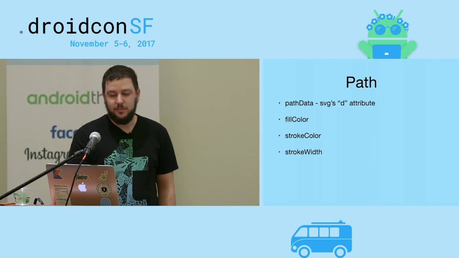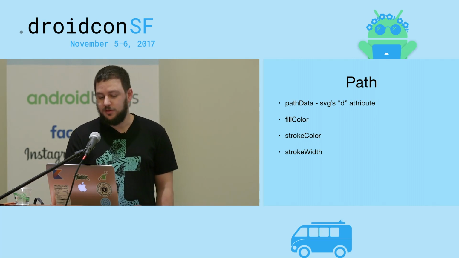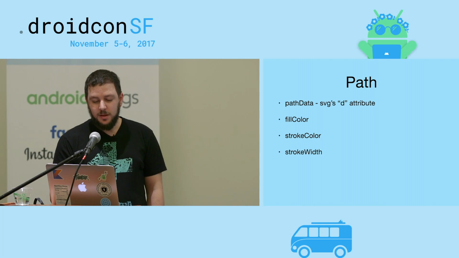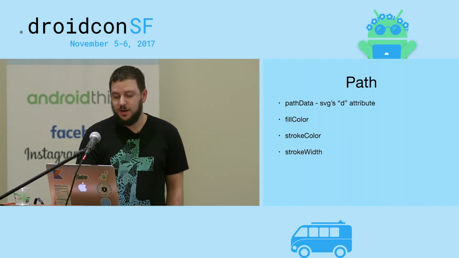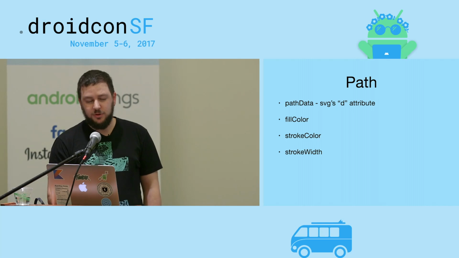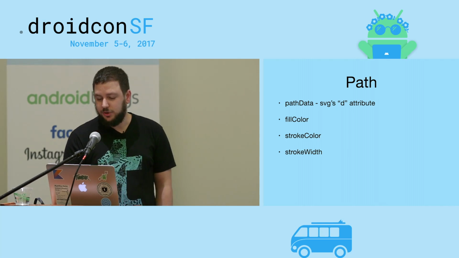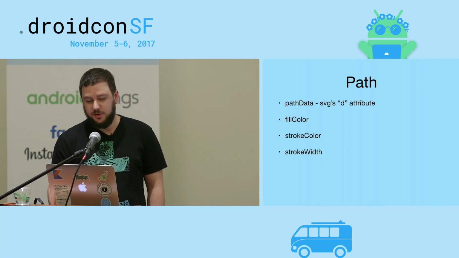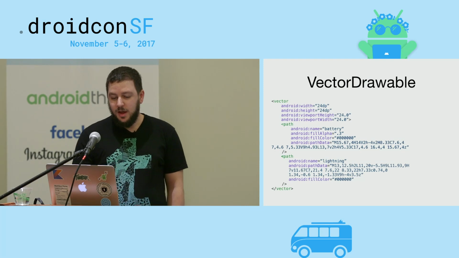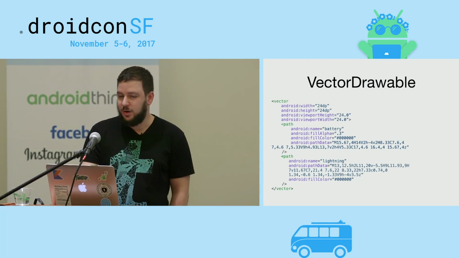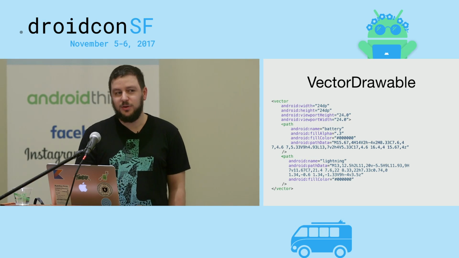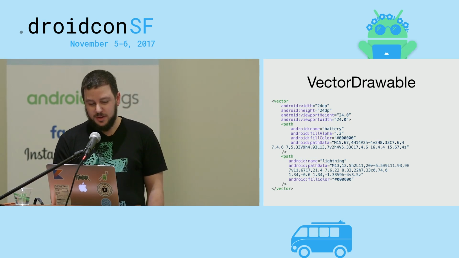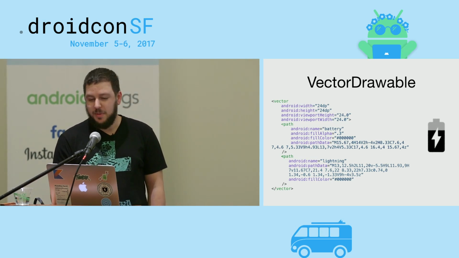The path data element is Android's version of SVG's D element. And as you can see, the attributes are very similar. Path data is the same as the D attribute. Fill color and stroke width are pretty self-explanatory. So this is what a sample vector drawable looks like. This particular one I just copied from the Android documentation, and it's just a battery indicator.